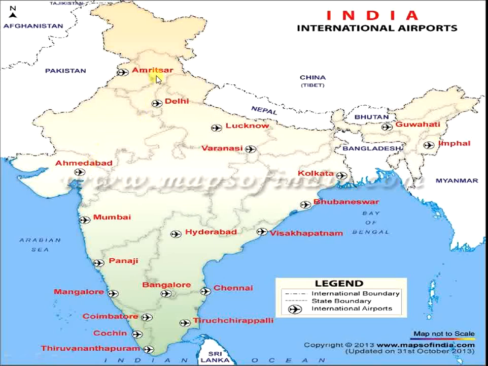Ahmedabad, Amritsar, Lucknow, Varanasi, Guwahati, Imphal, Kolkata, Bhubaneswar, Visakhapatnam, Hyderabad, Chennai, Coimbatore, Cochin, Thiruvananthapuram, Tiruchirappalli and Mangalore. These are all the international airports available in India nowadays.